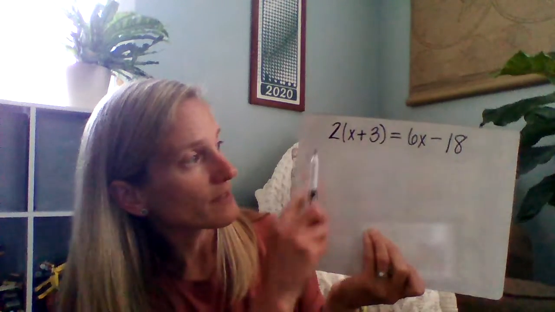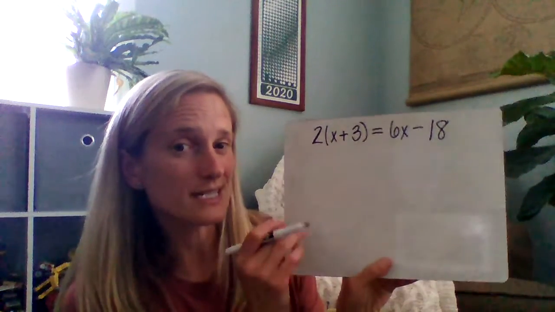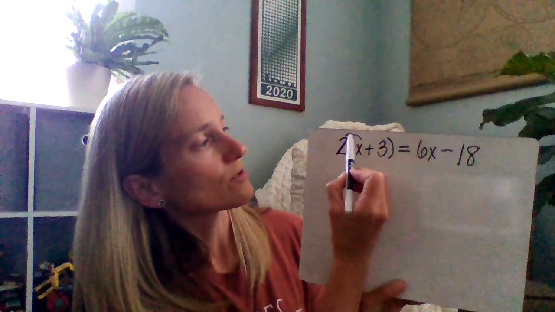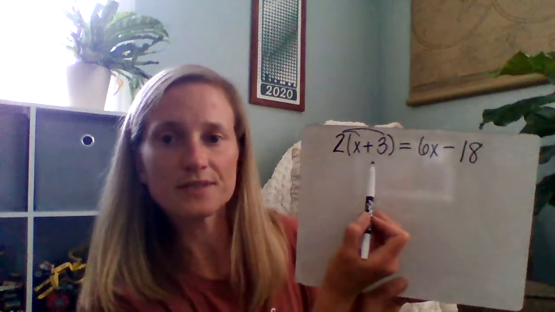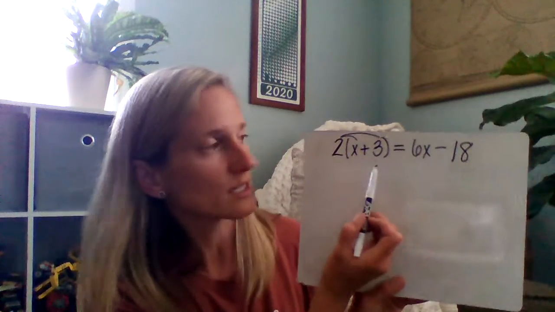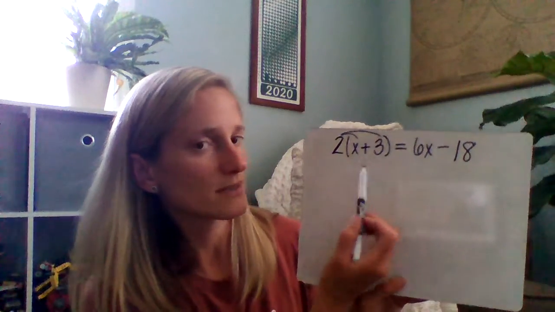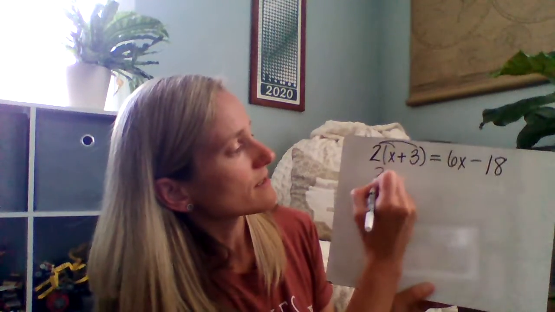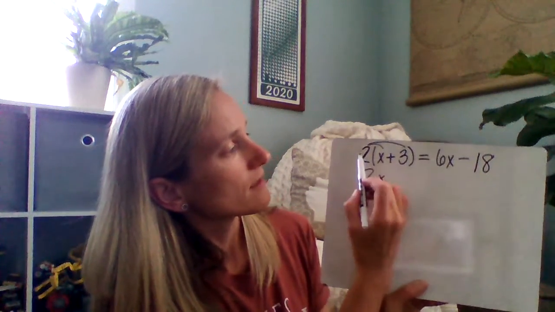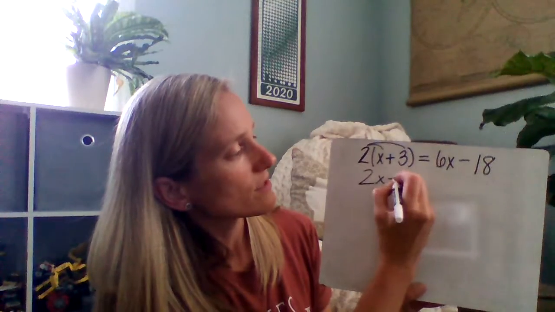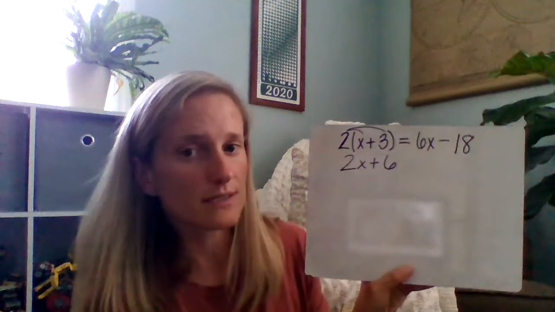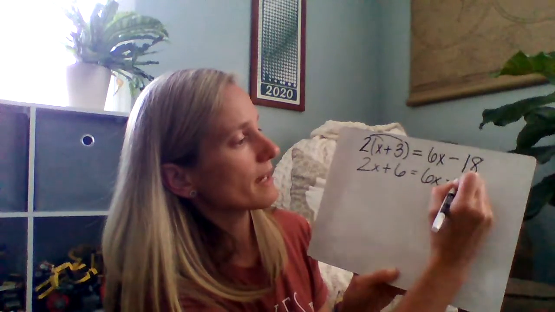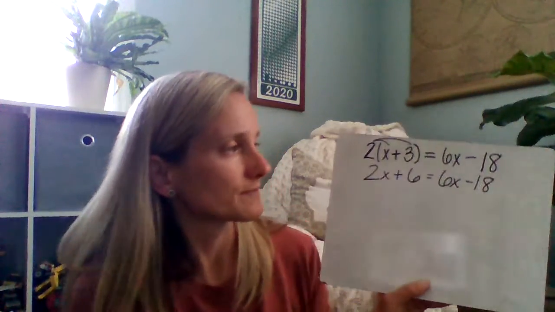Before we can get all the x's over on one side together, I need to distribute this 2. When I've got a number out in front of a parentheses, I want to go ahead and distribute it to each of the numbers inside the parentheses. When I'm distributing, that means I'm multiplying. So 2 times x is 2x. 2 times 3 is 6. So I'm going to have 2x plus 6 is equal to 6x minus 18.